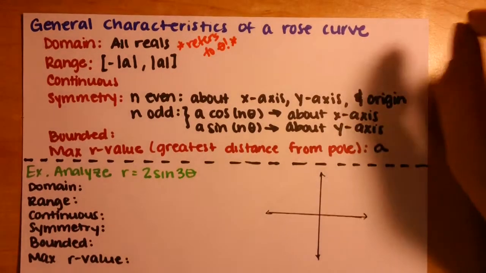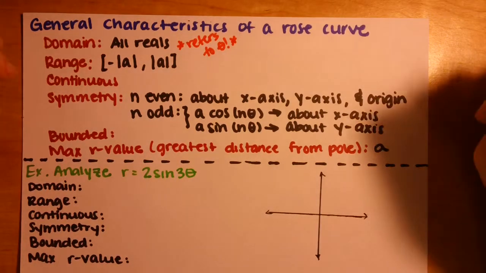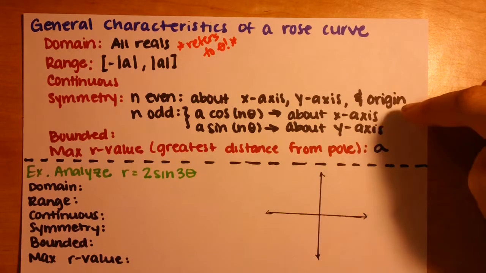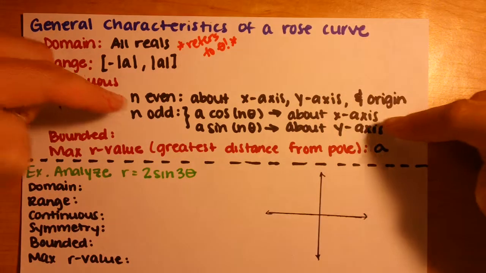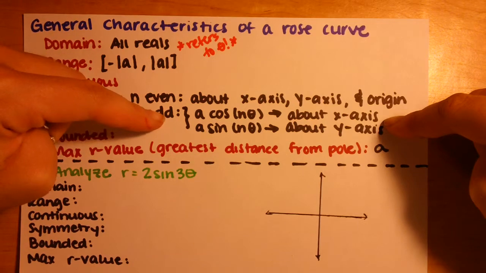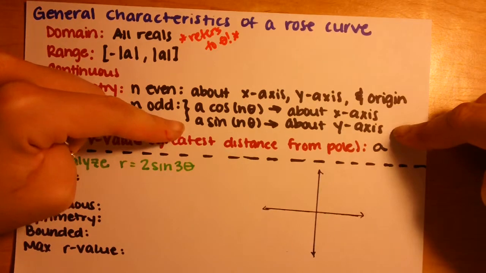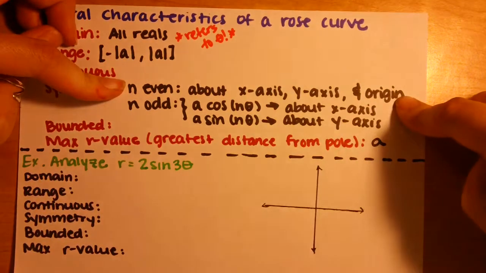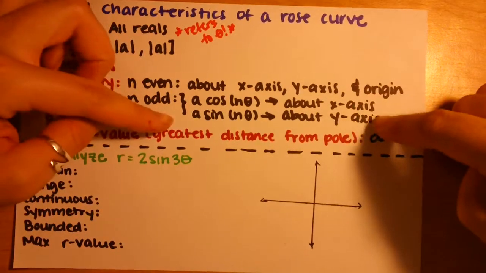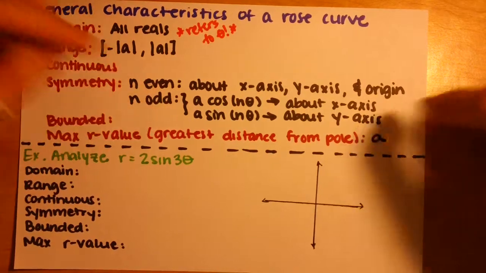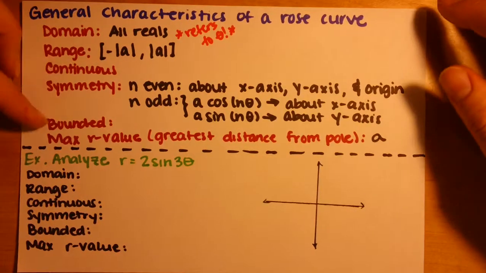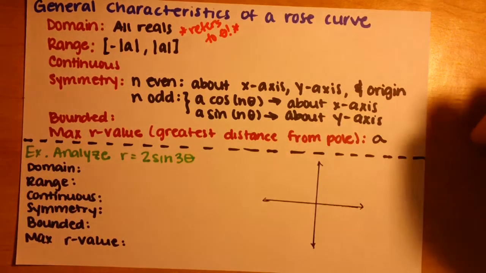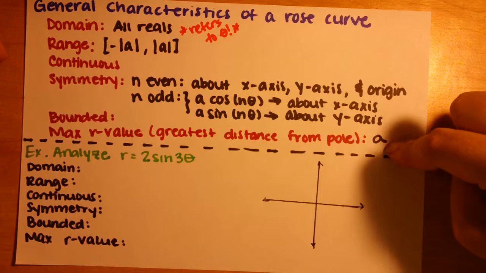It is continuous. If n is even, it is symmetric about the x-axis, y-axis, and the origin, all three. And if n is odd, then cosine is symmetric about the x-axis, and sine is symmetric about the y-axis. Okay? So if n is even, you're going to have symmetry about all three. If n is odd, you'll have symmetry about either the x-axis or the y-axis. It is bounded, and the maximum r value is the greatest distance from the pole. So here the greatest distance you can get away from the origin is a.